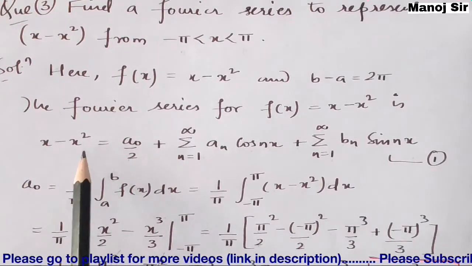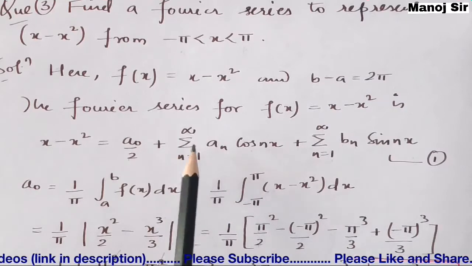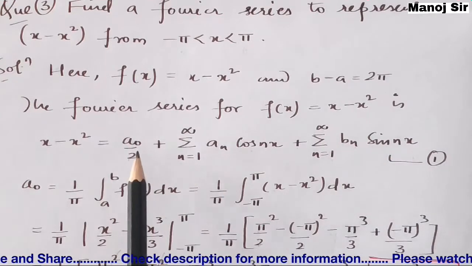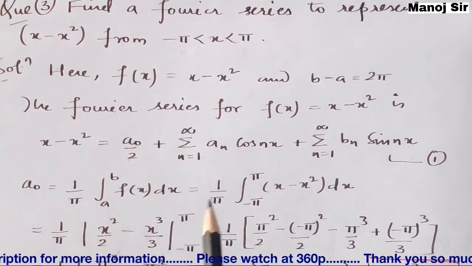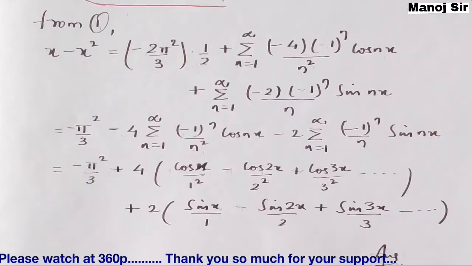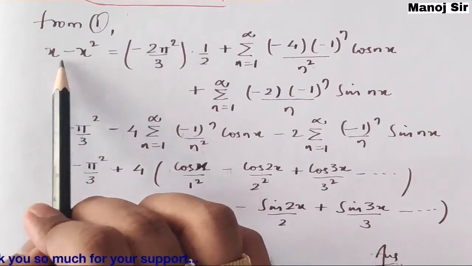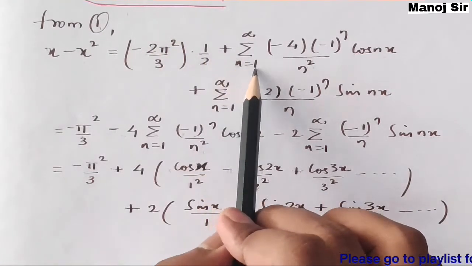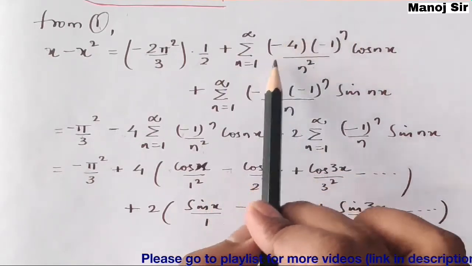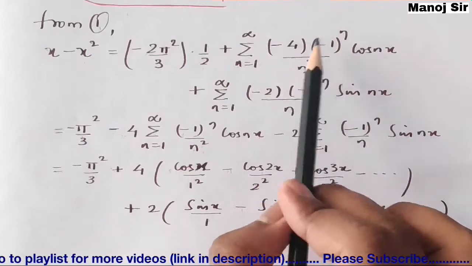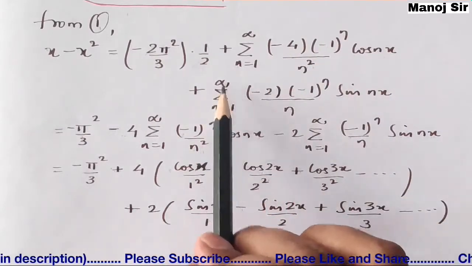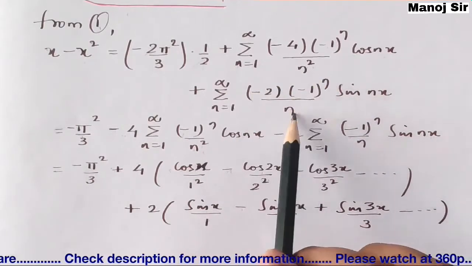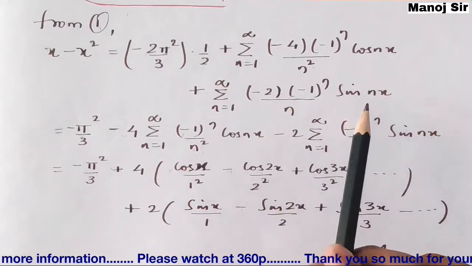This is my equation number 1, that is x minus x square equals a naught upon 2 plus summation n equals 1 to infinity an into cos nx plus summation n equals 1 to infinity bn into sin nx. We have the values of a naught, an, bn, so simply put in the values and you will get equation number 1. From 1 we have x minus x square, this part is a naught upon 2, this part is an into cos nx, and this part is bn, that is minus 2 into minus 1 power n upon n, into sin nx.